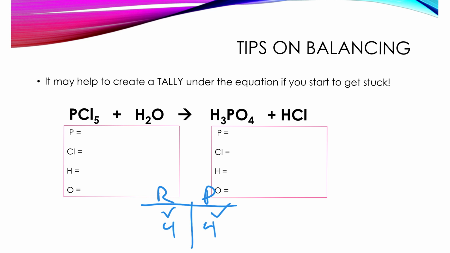Okay, so you first want to start by counting up how many of each type of element are on each side. So there's 1 phosphorus here, there's 5 chlorine, there's 2 hydrogen, and there's 1 oxygen. Okay, good. And then there's 1 phosphorus here, there's 1 chlorine, there's 1 plus 3, so there's a total of 4 hydrogen, and there are 4 oxygen.